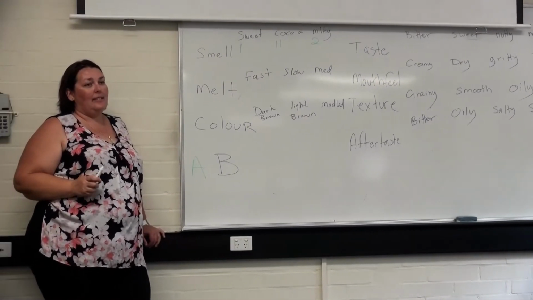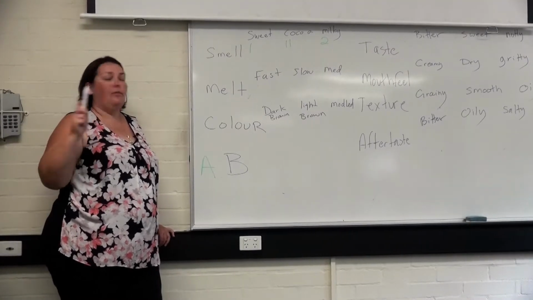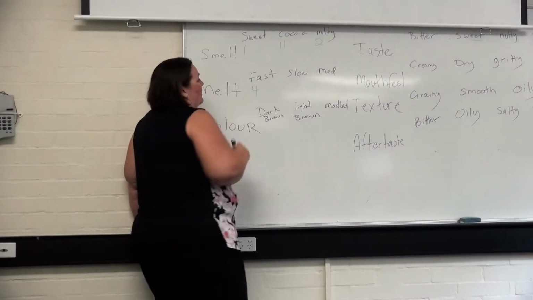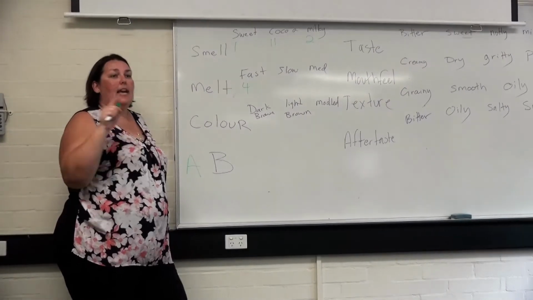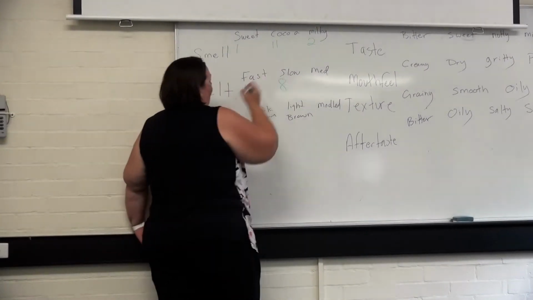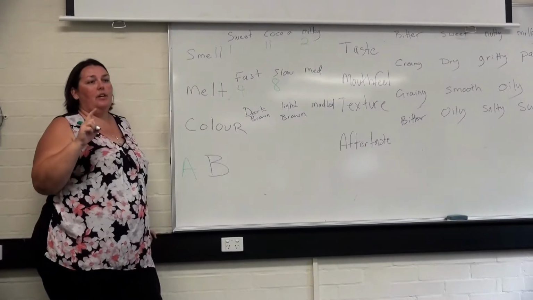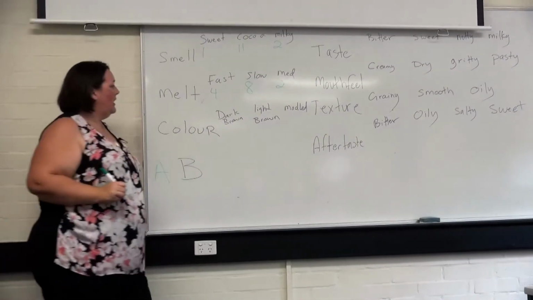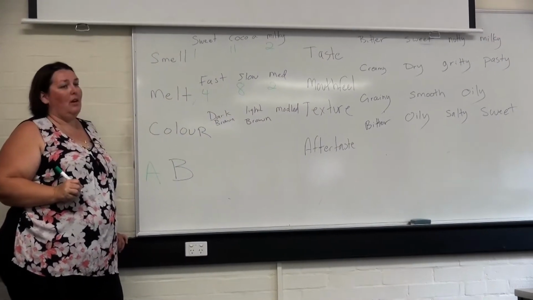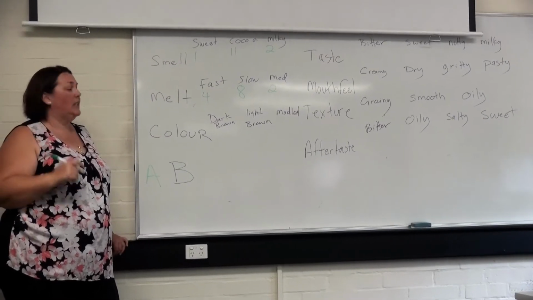Okay, melting. We have fast, slow, or medium. Show of hands for fast. 1, 2, 3, 4. Okay. Slow, 8. Medium, 1, 2. Okay. Color: light brown, dark brown, or mottled. Okay, which means it's spotty.